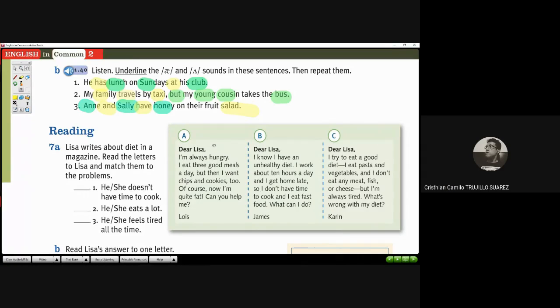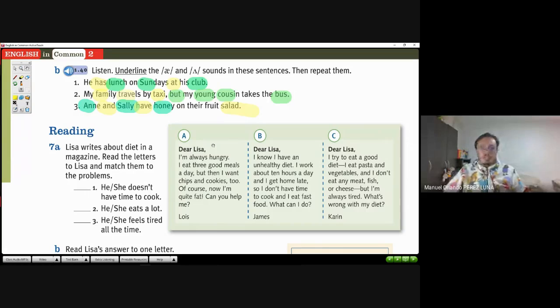Dear Lisa, I am always hungry. I eat 3 good meals a day, but then I want chips and cookies too. Of course, now I am quite fat. Can you help me, Lois? Okay, that is correct.